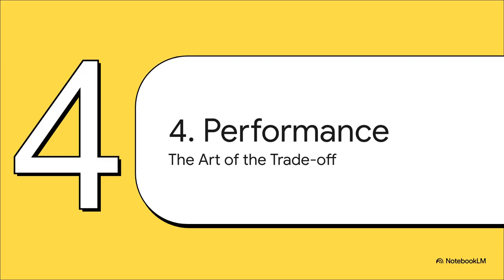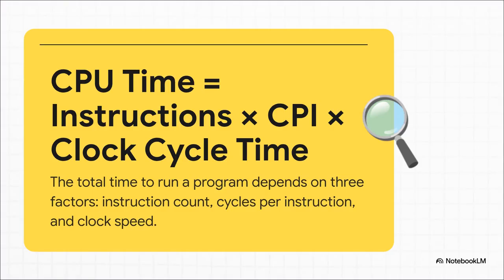So, we've got all these fantastic ideas: abstraction, hierarchy, parallelism. But how does it all fit together? Well, our final great idea is understanding performance itself, which is always, and I mean always, an art of the trade-off. When it comes right down to it, the performance of any program boils down to this one single equation. If you want to make a program run faster, you have 3 knobs you can turn, and that's it.